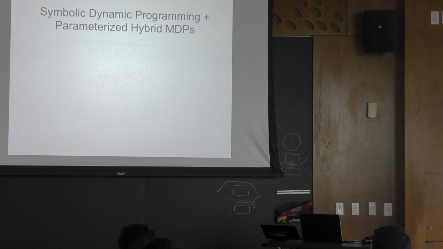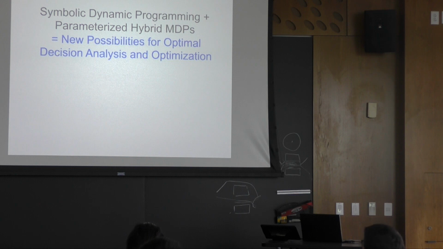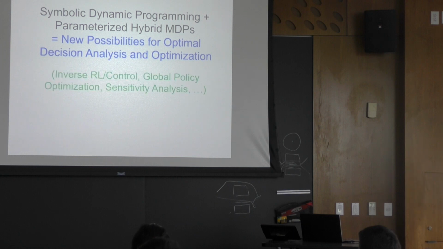So finally, now I think you can go back to the talk title and realize why all these words are in there, right? I can take symbolic dynamic programming. I can take these parameterized hybrid MDPs with unknown parameters. It gives me really new possibilities for optimal decision analysis and optimization that no one knew how to do before. Okay, so thank you, and I'll take questions.